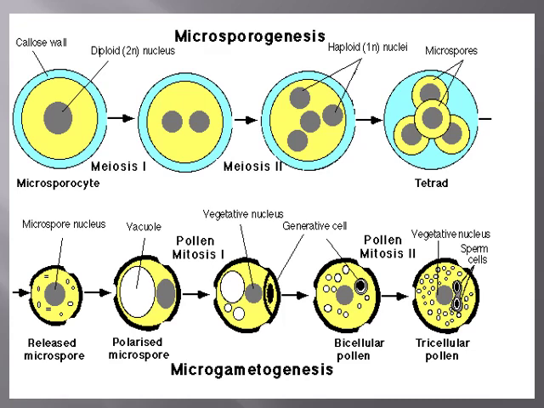When the second meiotic division takes place, the haploid nuclei are formed. Then the microspores are released from the tetrad, and they contain the microspore nucleus. They have polarized microspores, meaning they have a vacuole. Then in the pollen sac, pollen mitosis takes place, and a vegetative nucleus and a generative nucleus form. After that, the second mitotic division takes place and the bicellular pollen and the tricellular pollen are formed, which contain the vegetative nucleus and the sperm cells.